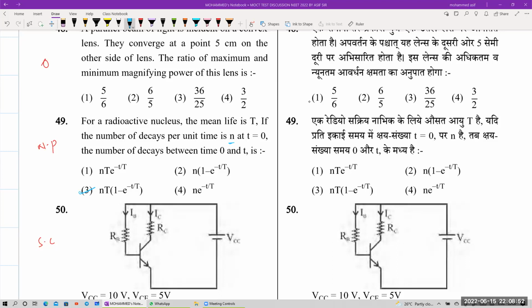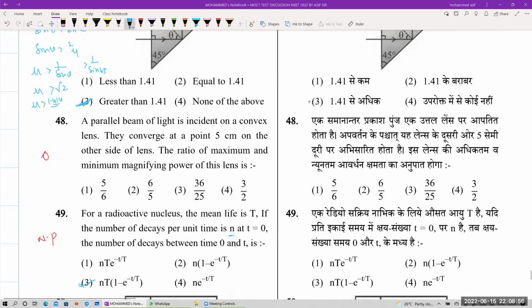48 का देखो बेटा. 48 क्या बोला है? Parallel beam of light is incident on a convex lens. ओके, ये हो गया मेरे पास कॉन्वेक्स लेंस.